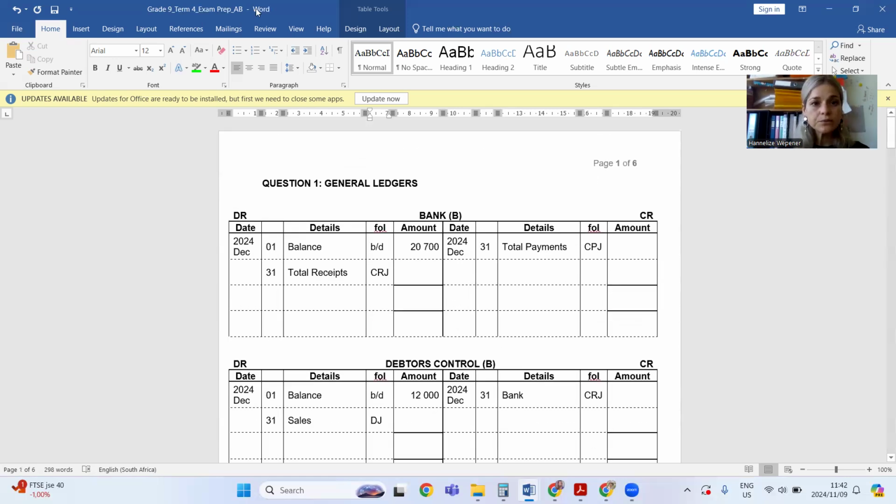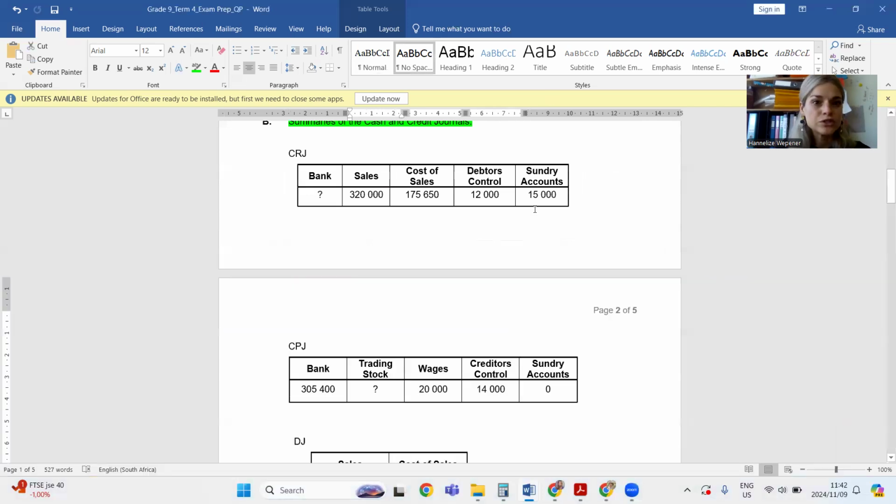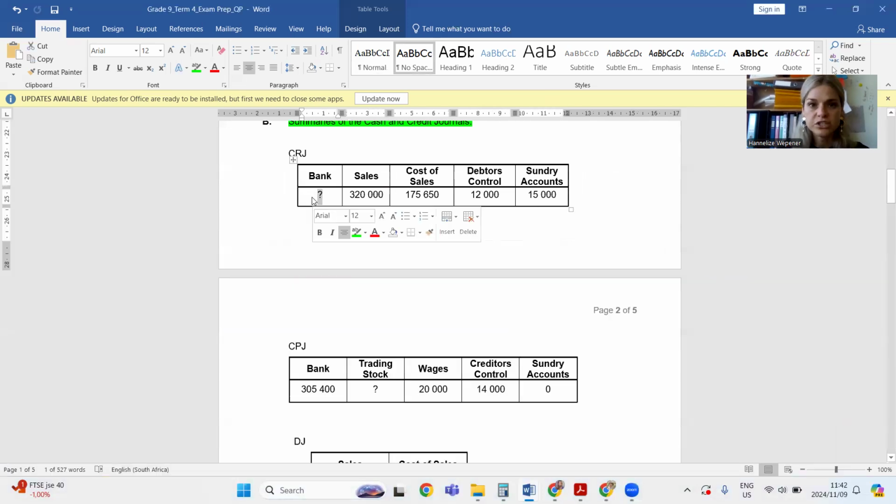Righto. So now we can go to our information and literally just populate that information in our ledgers. In other words, post them. But then you see the first amount that you have to work with has a question mark.